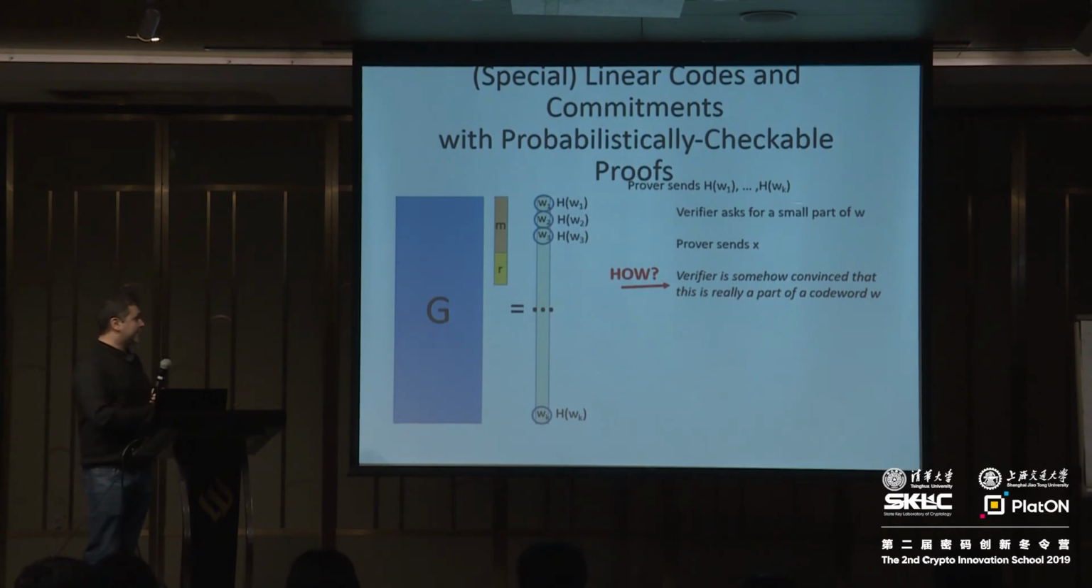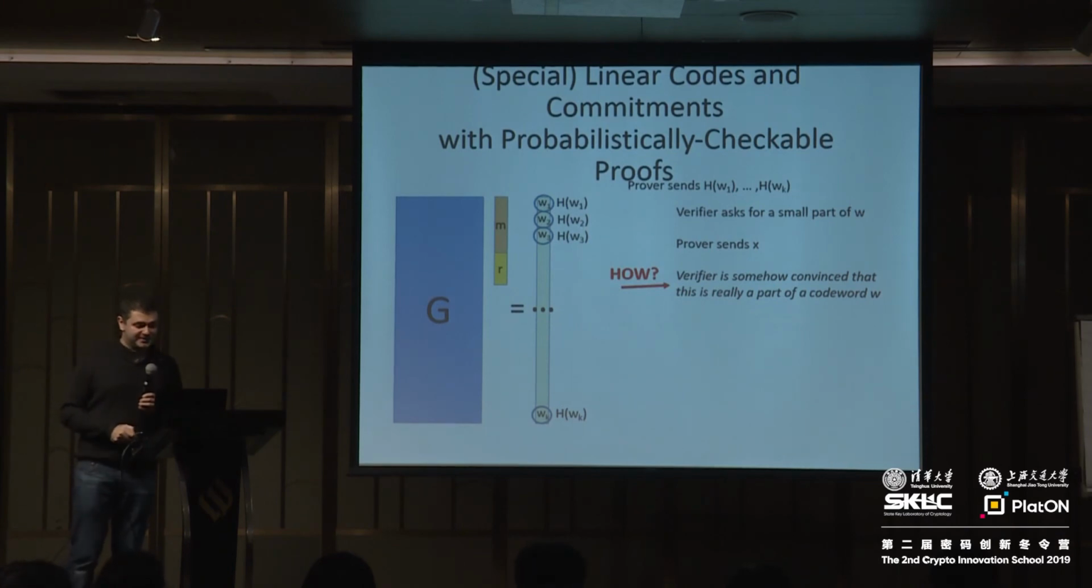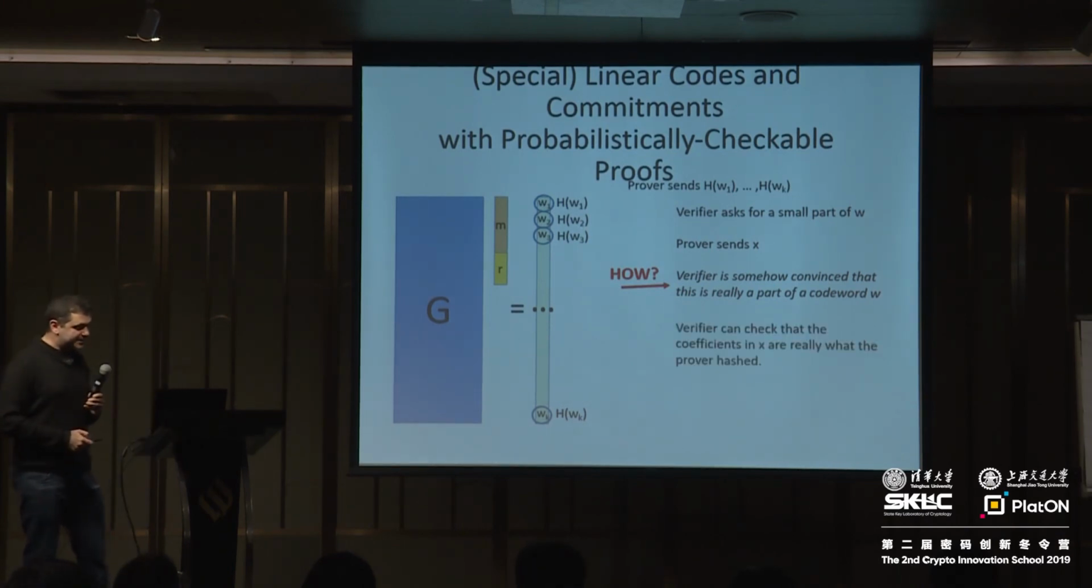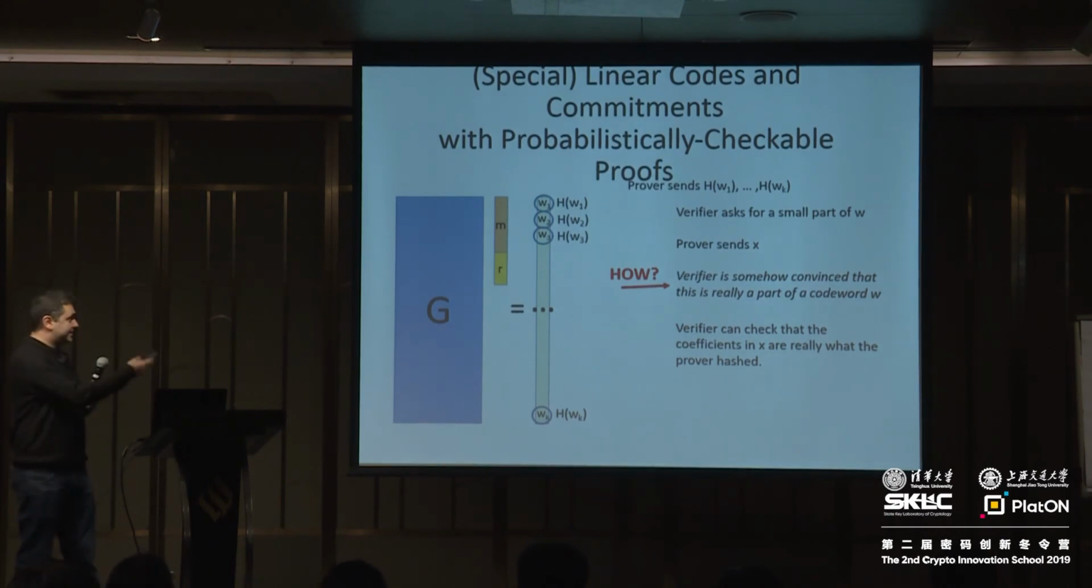So now the prover picks this W, right? And now the verifier asks for a small part of W, the prover sends X, and now the verifier can be somehow convinced that this is really a part of W, because the prover can open those coefficients, since the verifier has the hashes. So the prover is going to say, look, this is X, this is really X, and I'm going to prove it to you because I'm going to open these commitments. You can really check that this is what I committed to. These really are the coefficients.